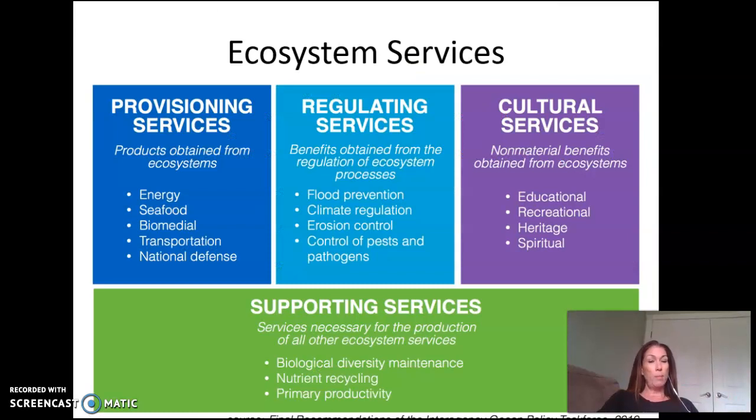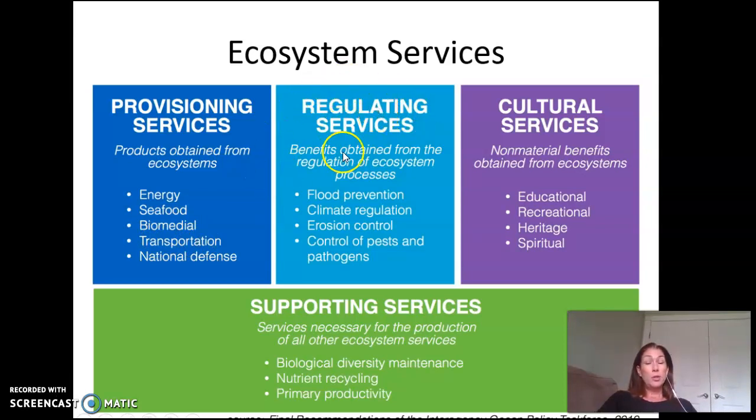Now, this is something we've talked about, but I wanted to hit on it again, and this is ecosystem services. So we can characterize ecosystem services as provisioning, regulating, cultural, or supporting. So provisioning services are pretty much things we get from the environment. So energy, like cutting down trees for energy, digging up fossil fuels for energy, getting our food, like harvesting fish from the ocean. This should be biomedical, ways for transportation like rivers, and natural defense.